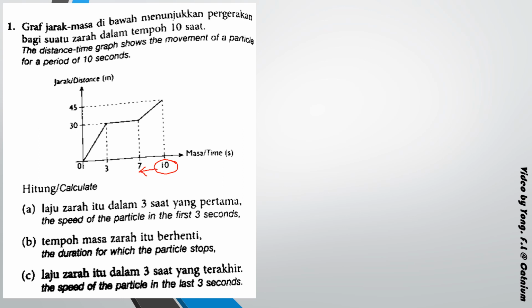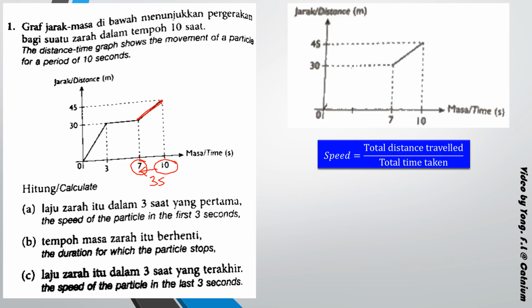From 10 to 7 is 3 seconds. So this is the part of the graph, ini sahaja yang dirujuk, and the rest are not related. We are referring to this part only, which I have summarized for you. Again, speed is a formula of distance divided by time. So speed is distance divided by time, focusing on this graph.